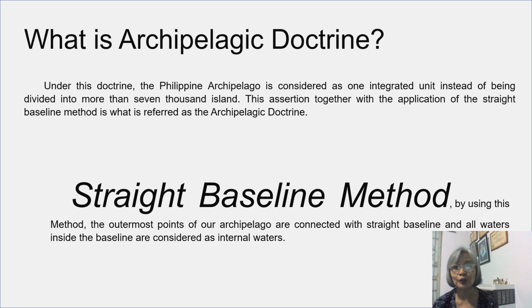So, yung archipelago na hiwa-hiwalay ang islands, you will identify the outermost islands. Dun sa outermost islands, i-identify mo rin yung outermost part ng outermost island na yon. And then you will assign an imaginary point. And then you will connect that imaginary point using imaginary line called the baseline, straight baseline. So, pag na-connect mo ng buo yun, lahat na ng waters sa loob noon ay magiging part ng internal waters of the archipelago.